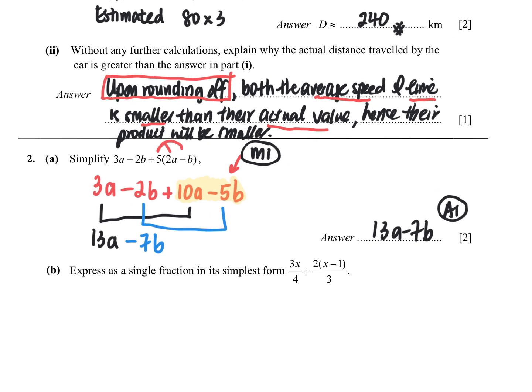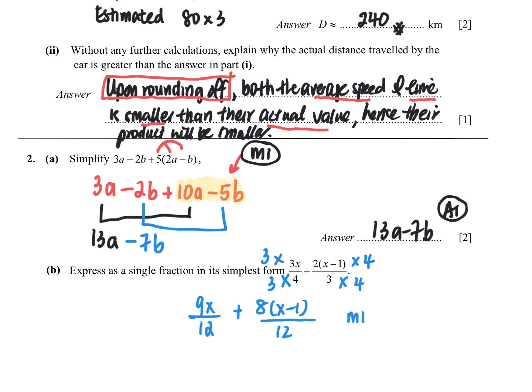Okay, single fraction. The moment I see that you multiply by LCM, okay, to get this, 9x over 12, 8x minus 1, you get your first method mark. Okay, the moment I see this step, you get your first method mark.